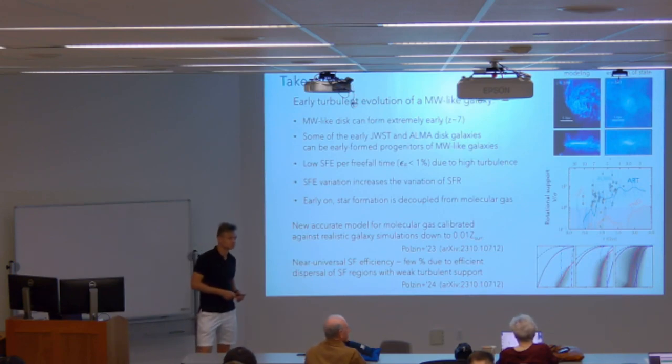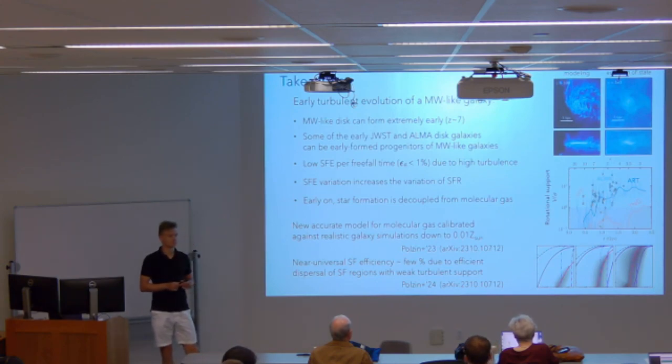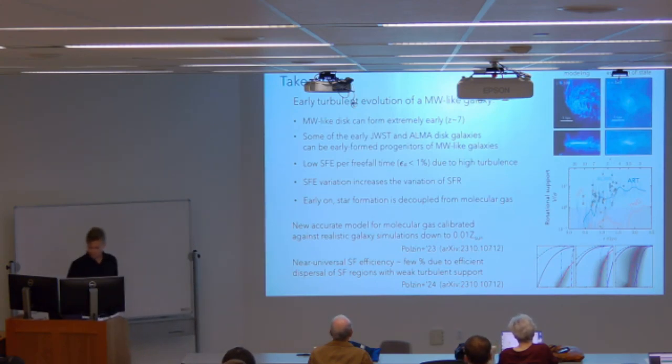Just curious, you painted a picture where the Milky Way disk could start forming at redshift 7, and I'm wondering, I assume it was a fairly thick gas disk at that point. When do you find it transitioning to a thin disk?